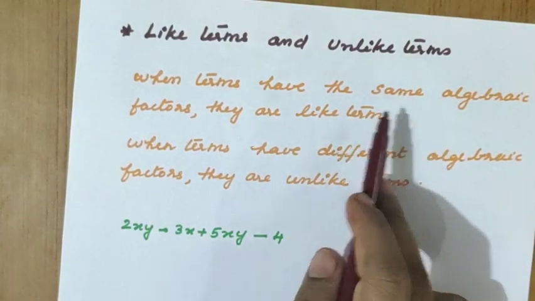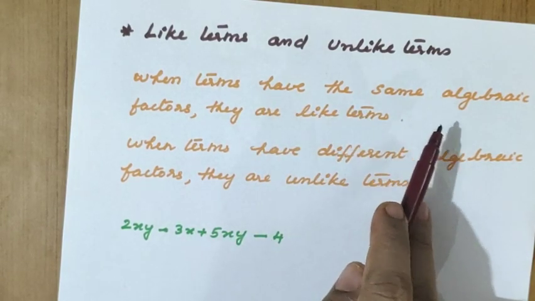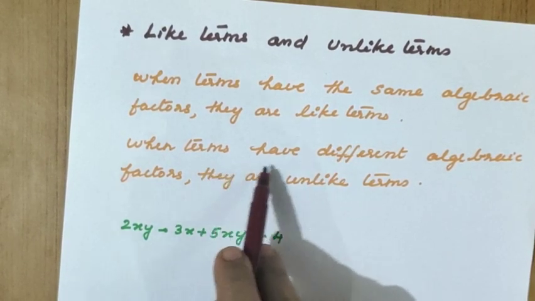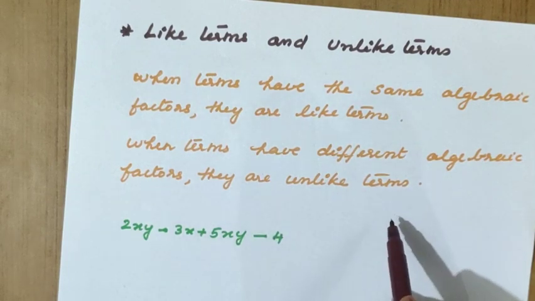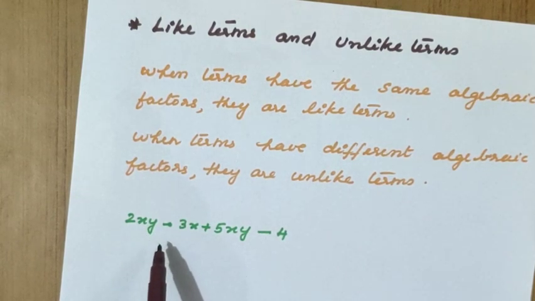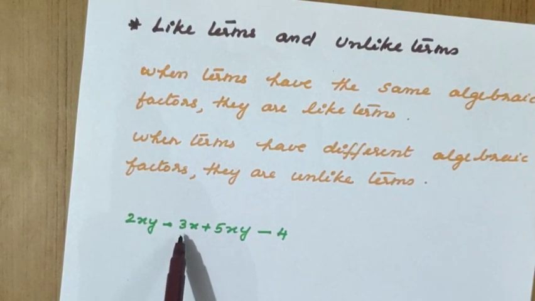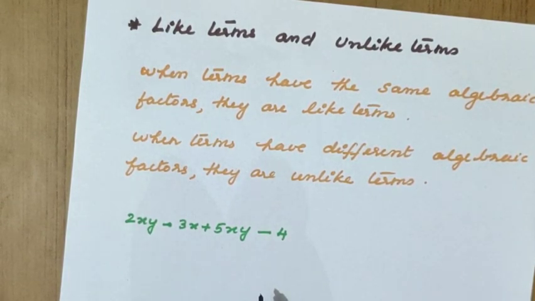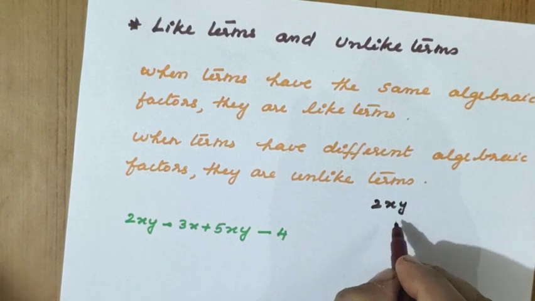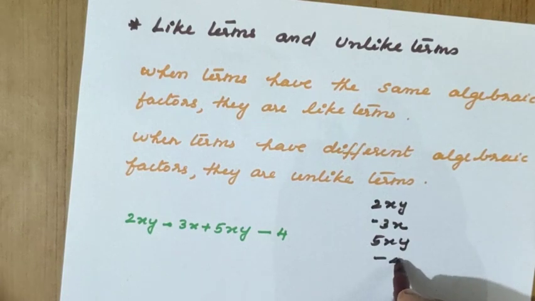When terms have the same algebraic factors, then they are called like terms. Similarly, when terms have different algebraic factors, then they are unlike terms. Now let us see the expression. What I am taking is 2xy minus 3x plus 5xy minus 4. Now from this we can see four terms. The first one is 2xy. The second one is minus 3x. The third one is 5xy, and the fourth one is minus 4.